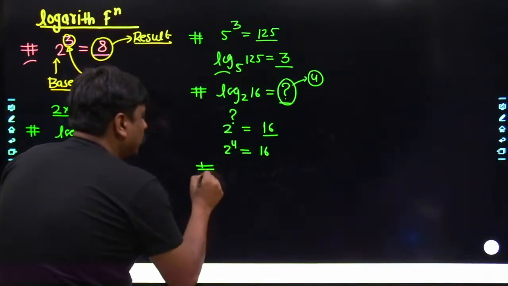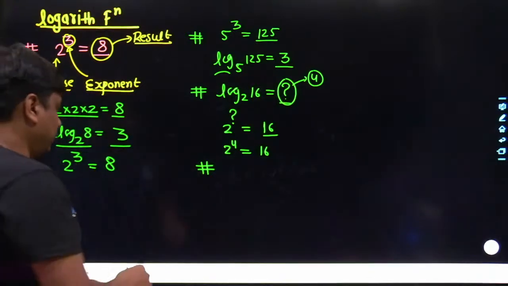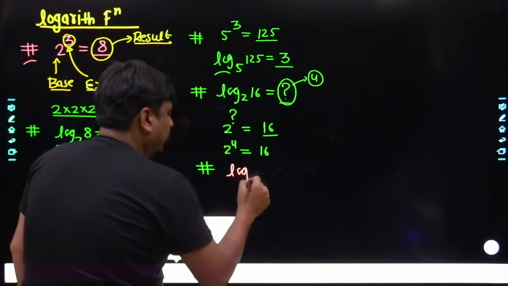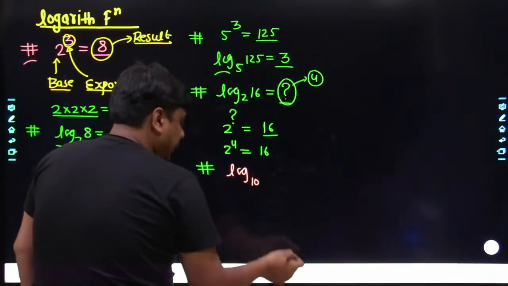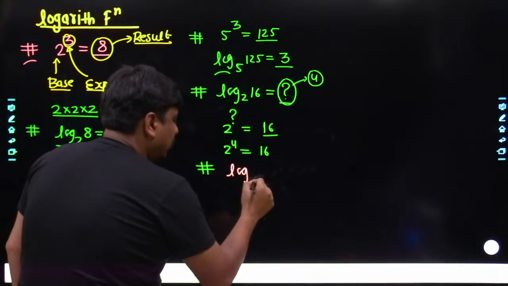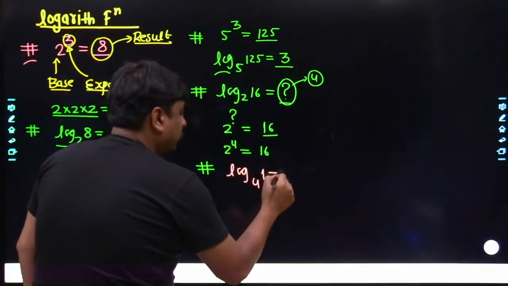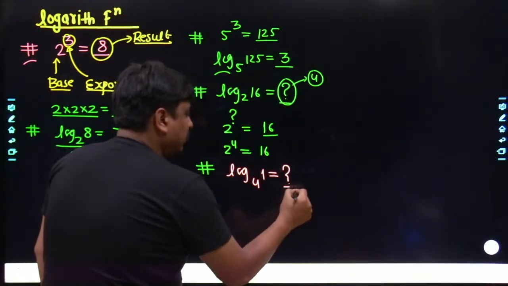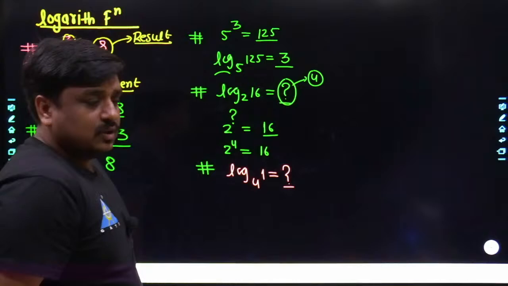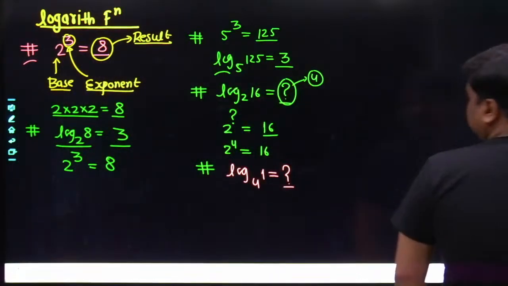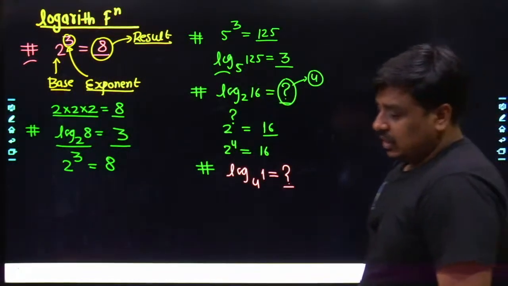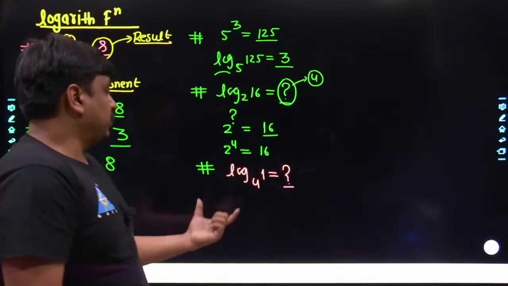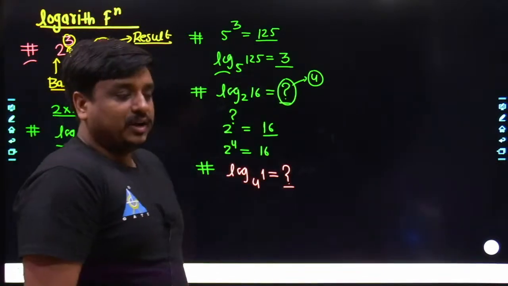Similarly, let me ask one more important question. Let's take log base, not 10, because you are comfortable with 10. Let's take log base 4 of 1. What would be the worth of it? Log base 4 of 1. Tell me what would be the result for this given problem. I want the answer over the live chat. What would be the best answer for this given problem? Tell me what would be the answer where log base 4 has been operated over 1.